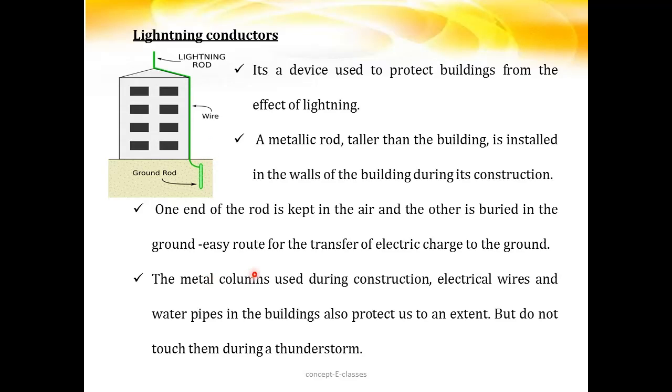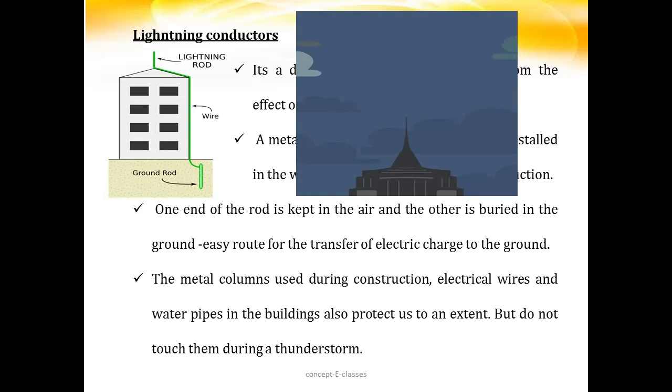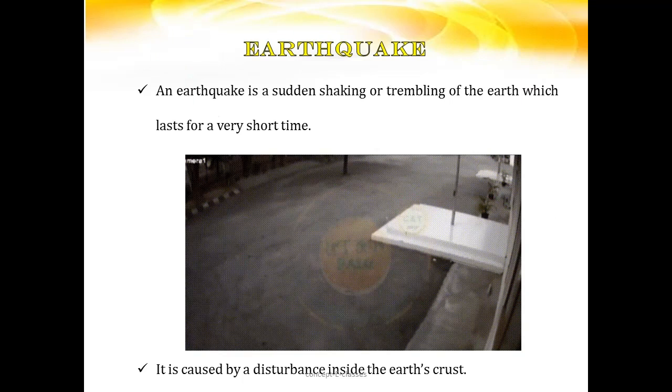Now the metal columns used during construction, the electrical wires and the water pipes in the buildings also protect us to some extent, but do not touch any of these during thunderstorm. Hence we can say that even if lightning strikes, it will hit the top of the lightning rod, and the conductor discharges the lightning as it transfers the electric charges to the ground, thereby causing no harm.